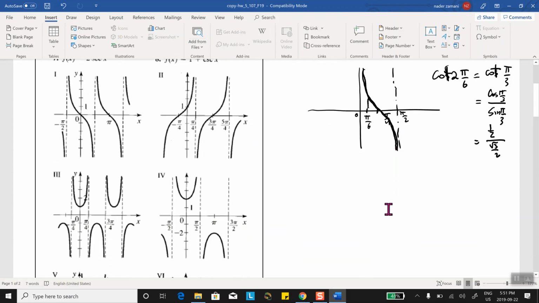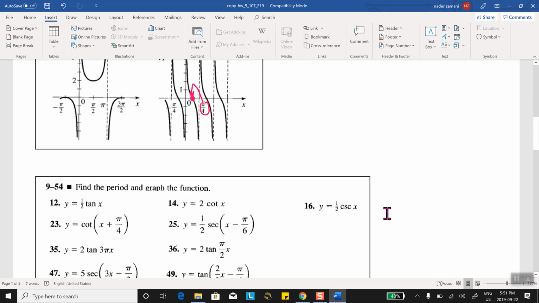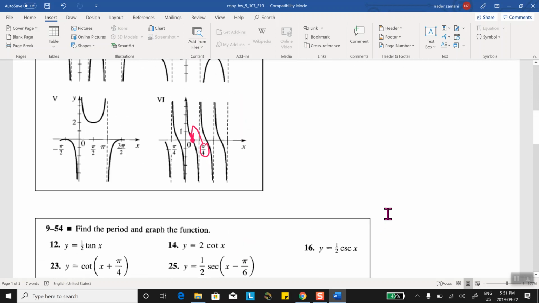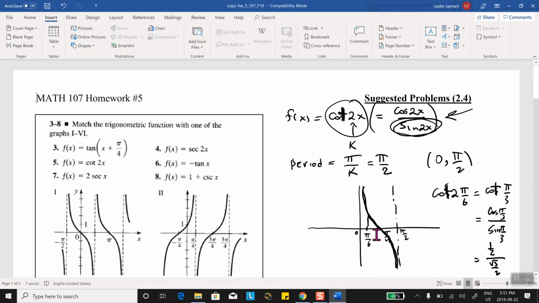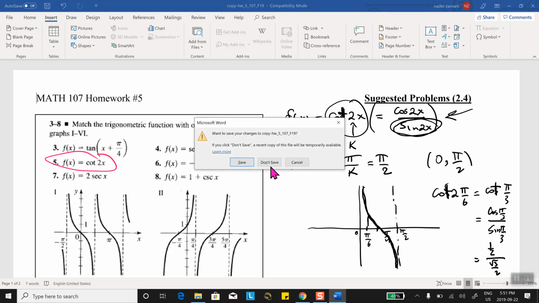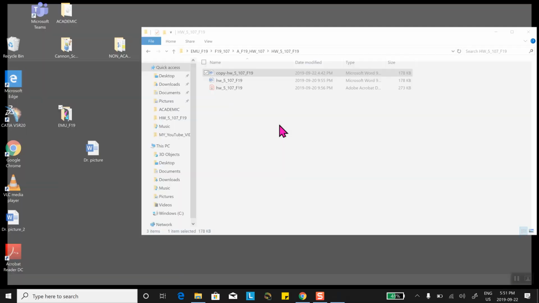All right, folks? So this is the, where was it? Yeah, this number 4 is the answer to what we have here, cotangent of 2x, okay, cotangent of 2x, except for that correction that I made in the graph. Let me close that. Let's go to the next one.